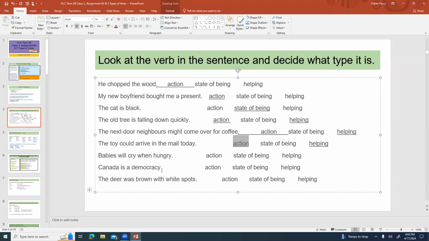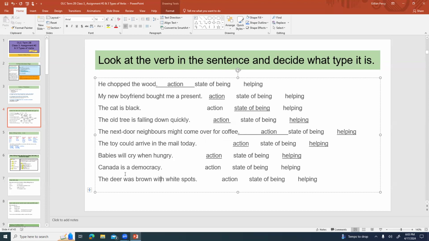Babies will cry when hungry. Will and cry are both your verbs. Will is a helping verb. Oops. Oh, it doesn't want to, keeps on trying to do that. Sorry, hang on. Okay, got it. And then cry is our action.